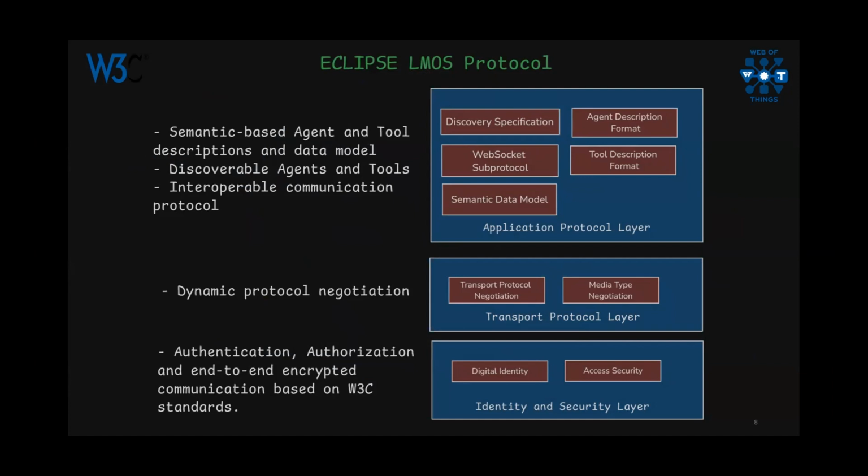We're trying to define a tool description format, so tools which are used by agents. A semantic data model for conversational agents, but maybe in the future also for other kinds of agents, so that they're interoperable. Protocol negotiation is an important topic. I will show you this also in a second, why this is the case. And of course, authentication, authorization, and end-to-end encryption.